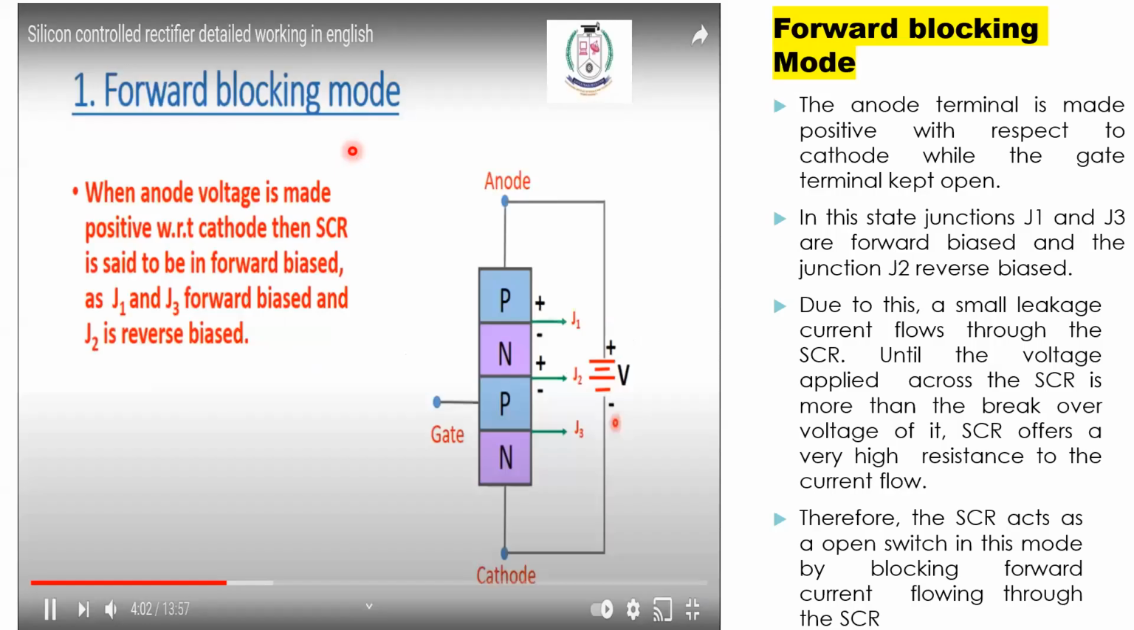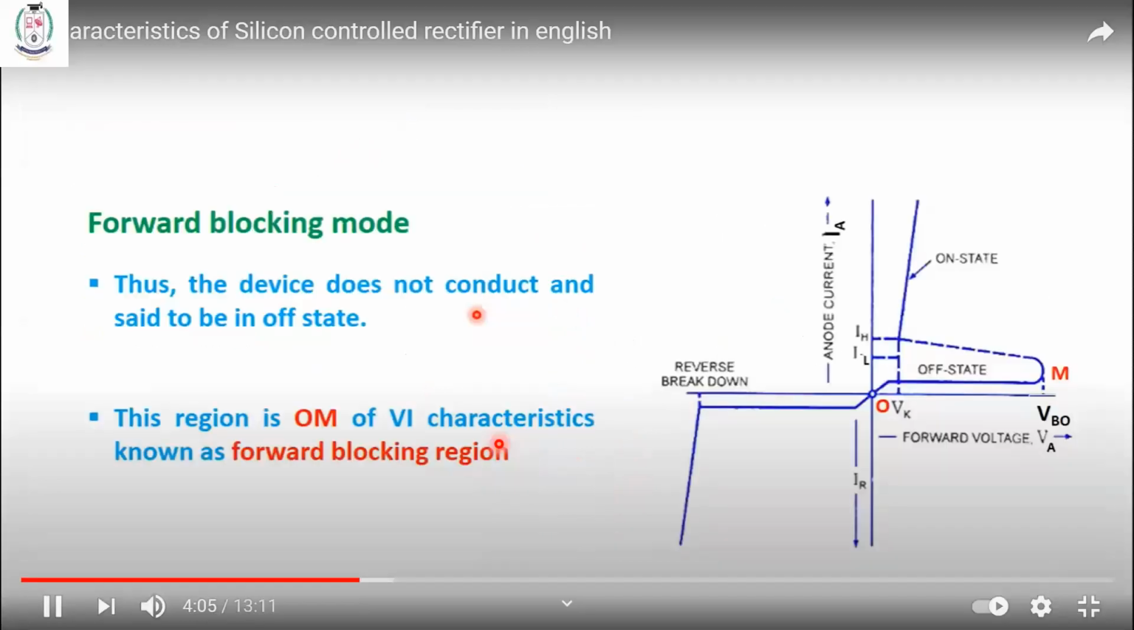Forward blocking mode: we apply the positive voltage to the anode and negative voltage to the cathode, and J1 and J3 junctions are forward biased, and J2 junction is reverse biased, so there is no conduction of SCR. So SCR is in the off state. That's what we have seen. Okay, so that is forward blocking mode.